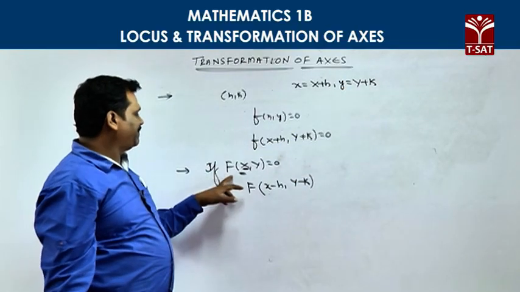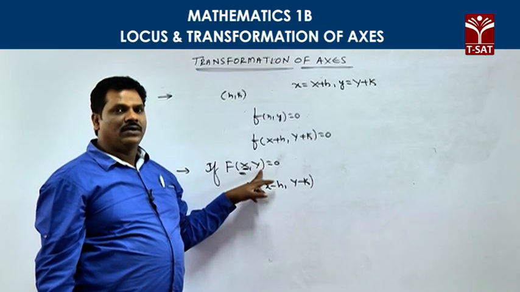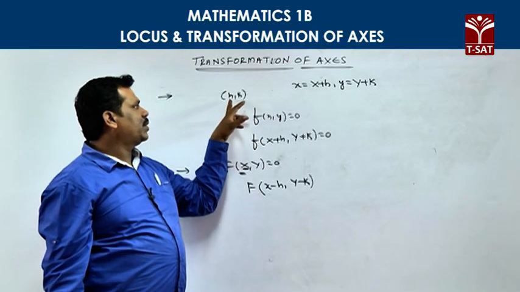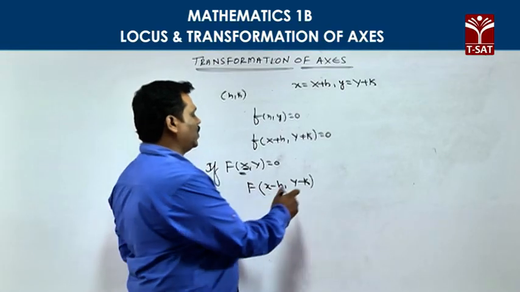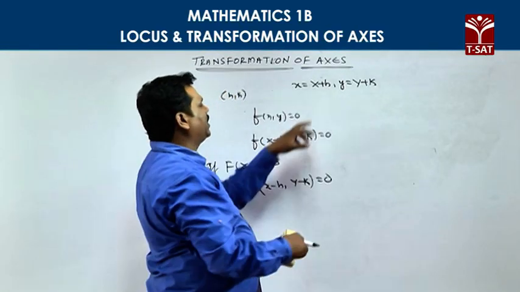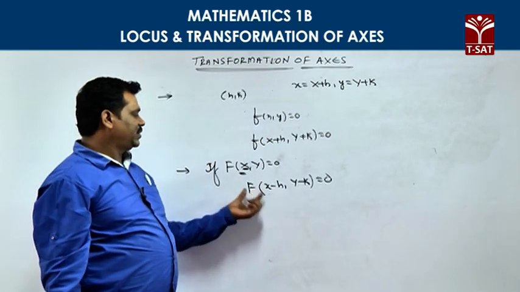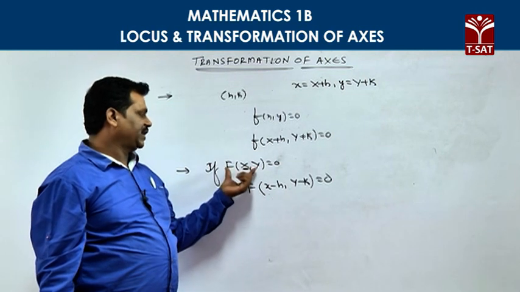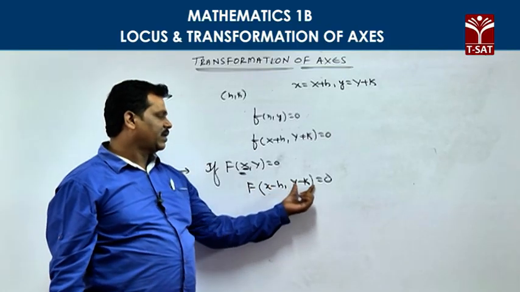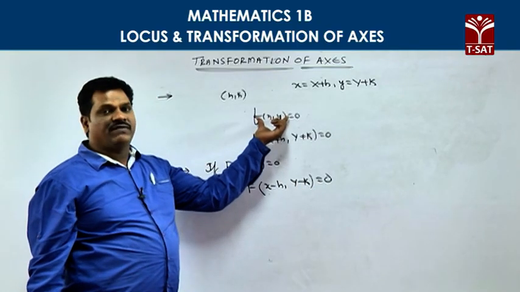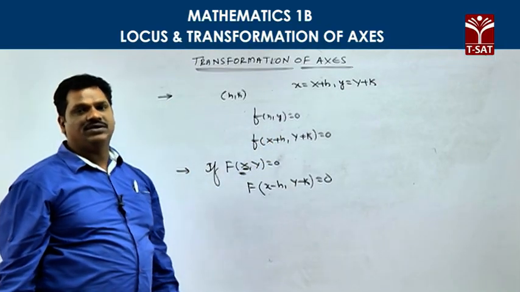So if f of capital X, capital Y equal to 0 is the transformed equation of a curve when the axes are translated to the point h comma k, then the original equation of the curve is f of x minus h, y minus k equal to 0, substituting capital X equal to small x minus h and capital Y equal to small y minus k. This is my original equation. Given the new equation, we have to find the original equation of the form f of x minus h, y minus k equal to 0. Given the original equation, we have to find the new equation of the form f of x plus h comma y plus k equal to 0.